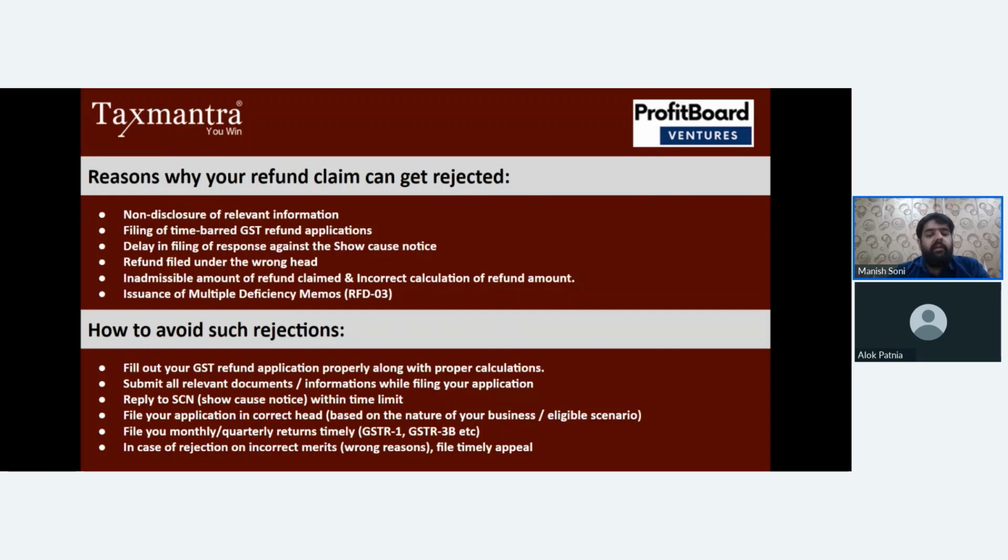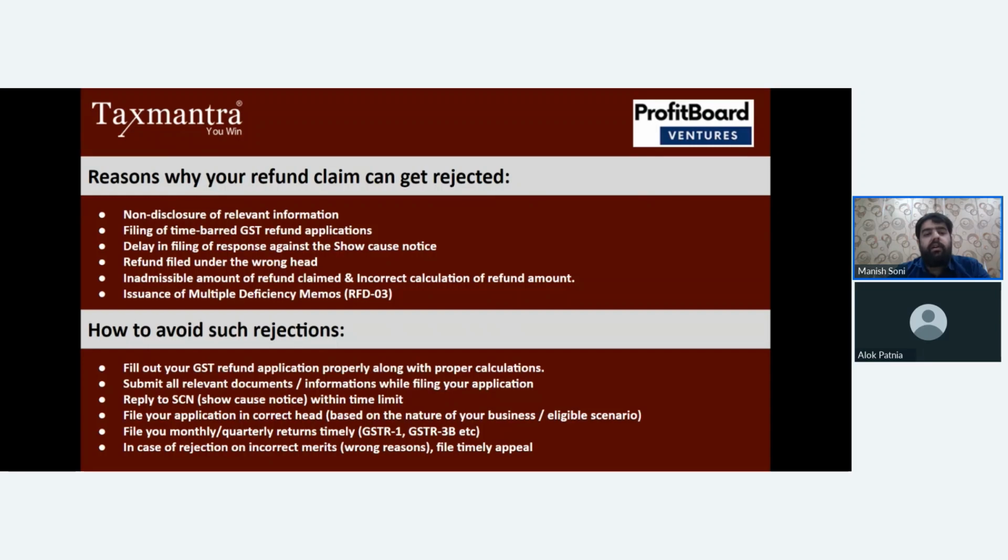Then there is inadmissibility. If somebody is claiming a refund which they are not actually eligible to claim, the refund can be rejected. In case the calculation of the refund amount is incorrect, you can also get your refund rejected. Then there is the issuance of multiple deficiency memos. We'll go through what a deficiency memo is in the next half of the session. But a deficiency memo is basically a reply from the officers that your application is incomplete and you need to refile it.